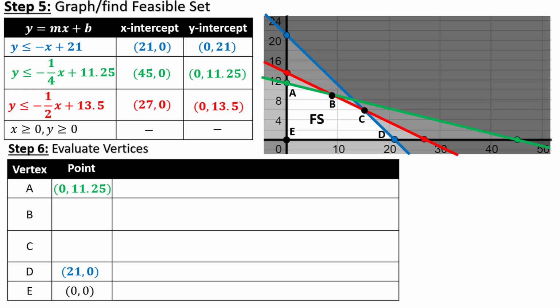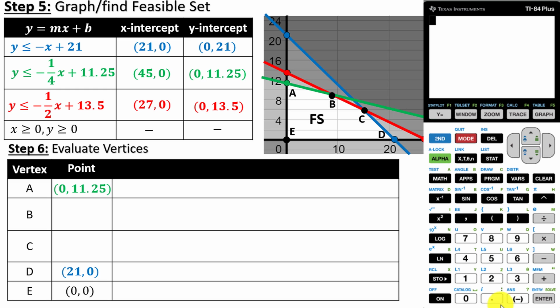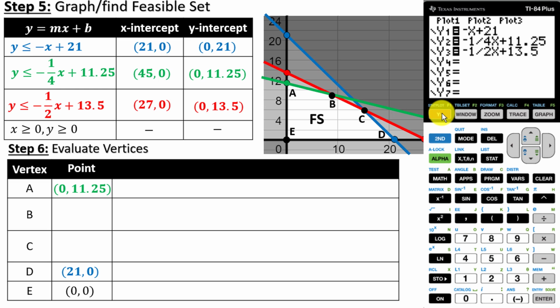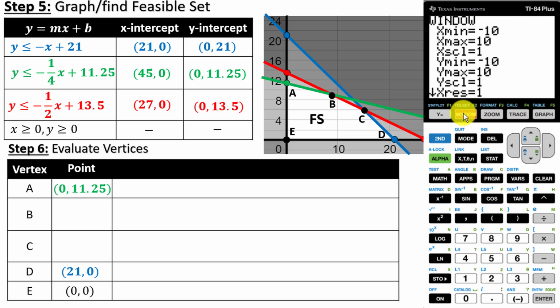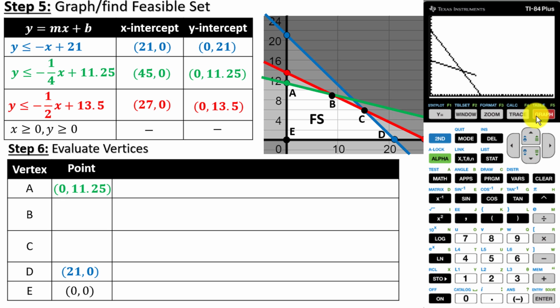for x and y. To save time, I'm going to be using the TI-84 calculator. If you press y equals, you can see that I have the 3 curves typed in right here. Go to Window and set up a nice window that will allow us to see the graph. I know the largest x-intercept is 45, so maybe I'll set the x-max to 50. The largest y-intercept is 21, so I'll set the y-max to 25. Press Graph and you should see the picture.